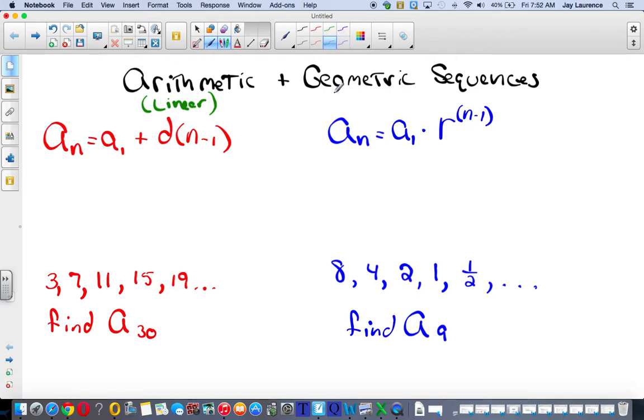The geometric sequence is the one we learned on Thursday and Friday. It's when the pattern is exponential. And it'll be less work to find the term you're looking for if you can recognize it's a geometric sequence.